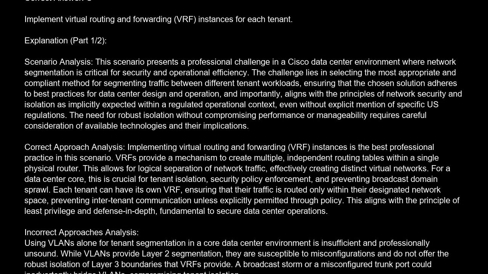The correct answer is C. Implement virtual routing and forwarding (VRF) instances for each tenant.